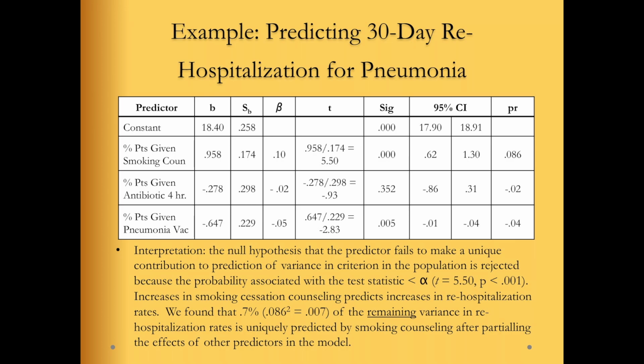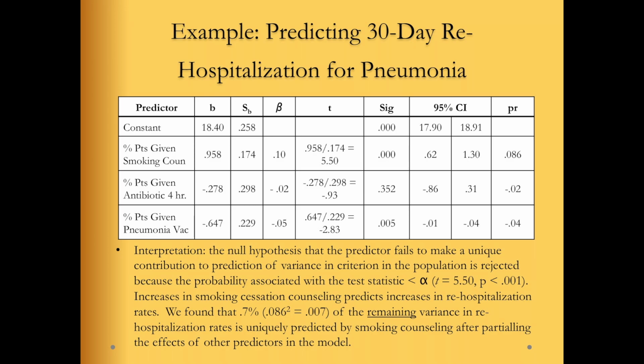Please note we have to square the PR to obtain the proportion of variance uniquely predicted by the predictor. Note also we use the term remaining variance instead of the term total variance to distinguish between the PR and the SR. Results for the other two predictors would proceed in a similar fashion.